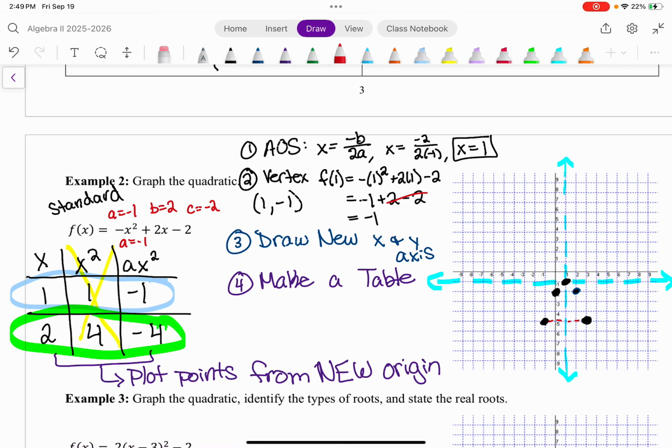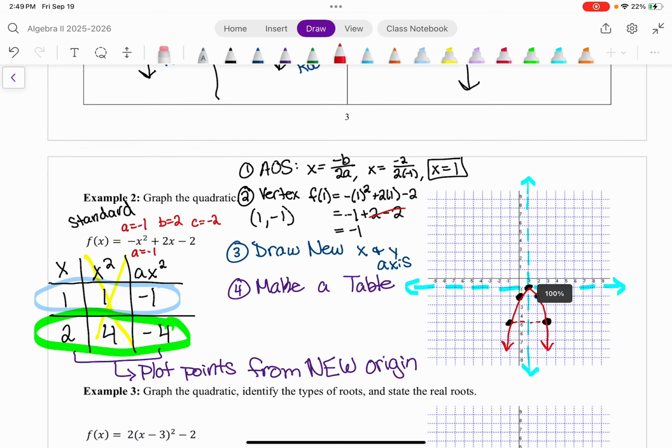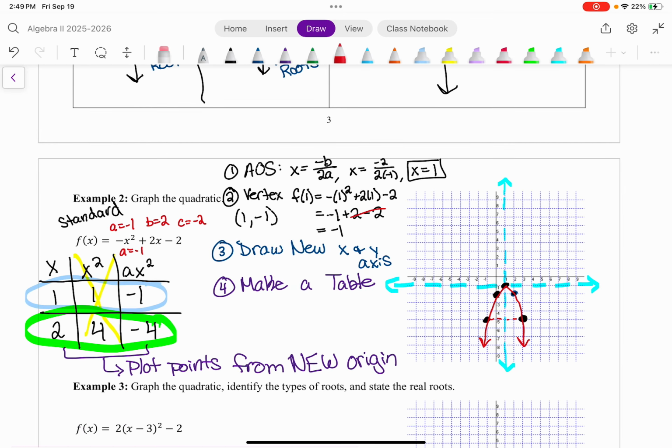This gives me the 5 points on my parabola. So then I can draw the curve and then I am done. So this would be an example of a graph that has imaginary solutions.